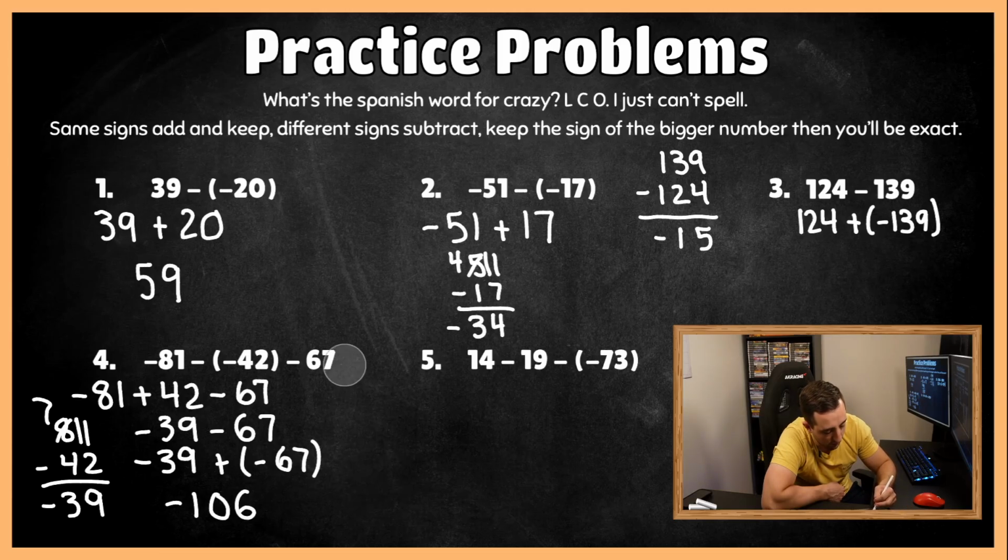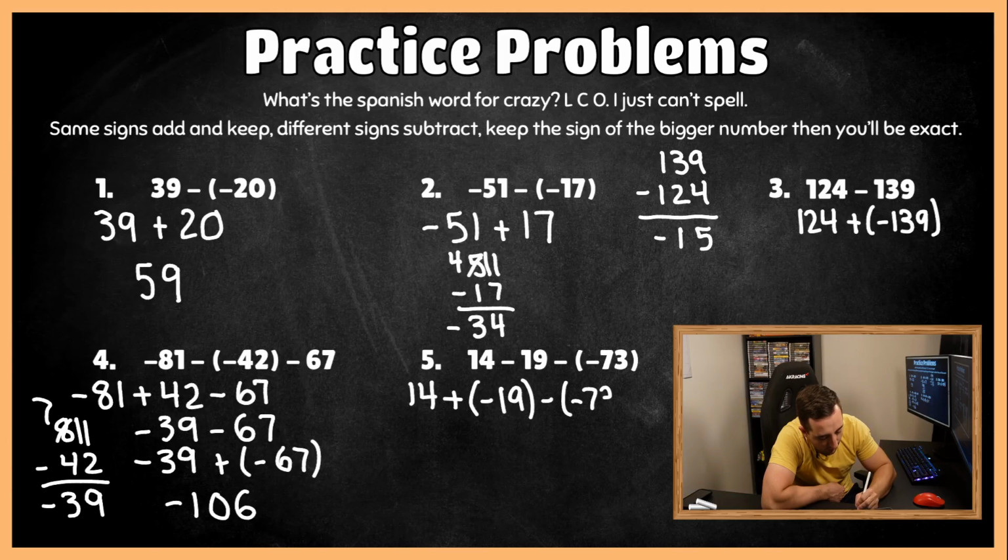And then we're on to our very last one. So once again, let's go ahead and focus on 14 minus 19. So leave 14 the way it is. We're going to change subtraction to addition. 19 is going to turn to its opposite. And then we're going to bring down that minus negative 73 for now. 14 plus negative 19, that is different signs. We'll subtract. So 19 minus 14 is going to give us 5. And we want to keep the sign of the bigger number. 19 was negative, so my answer is negative.